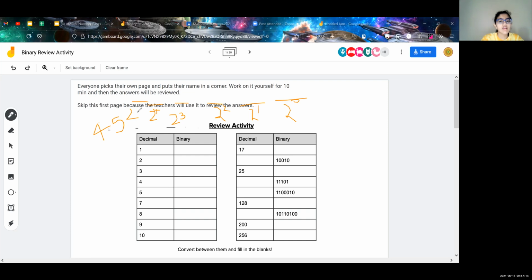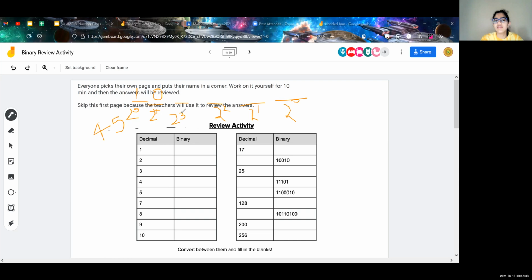Sorry. So 2 to the power of 5 is the greatest power that fits into 45. So we put a 1 there. Now we subtract 2 to the power of 5 from 45, and we get 45 minus 32, which is equal to 13, right? So this place value over here is 2 to the power of 4, or 16. However, 16 is greater than 13, so we will put a 0 there.